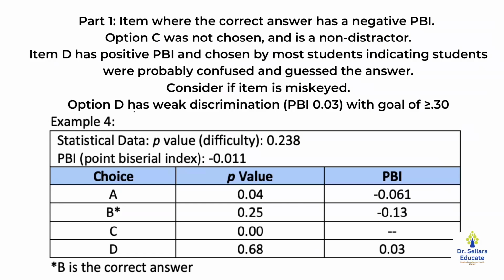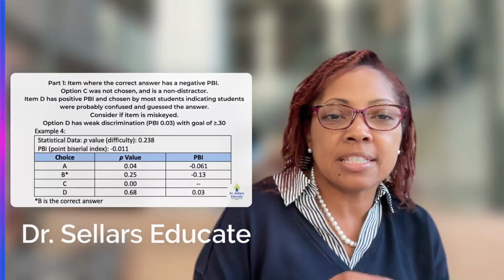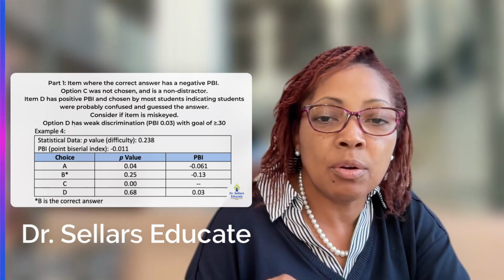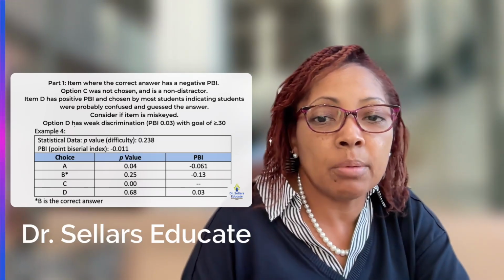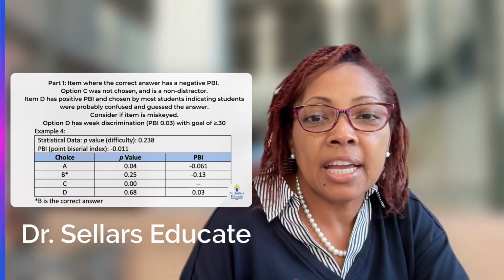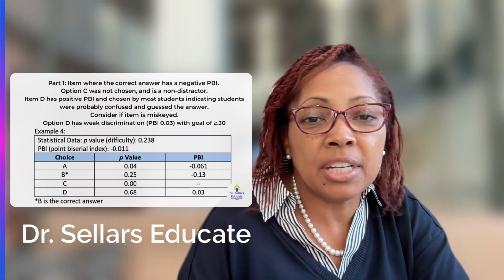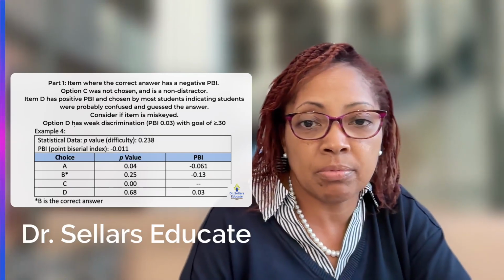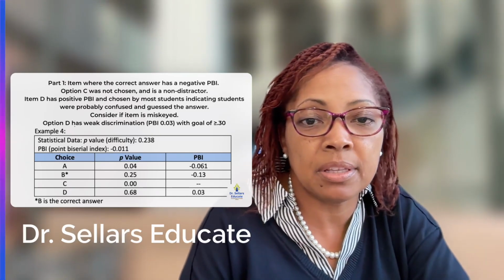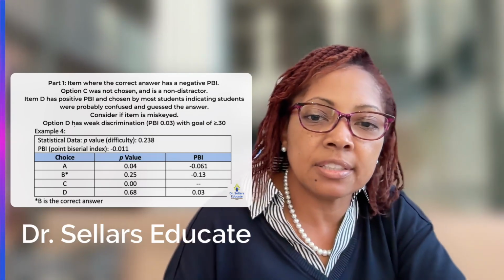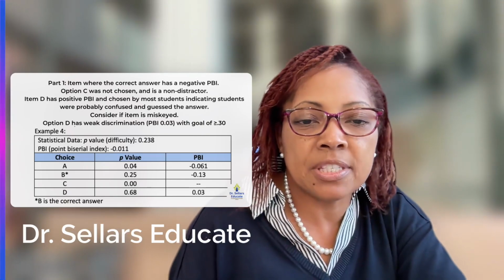And then the third step is to do an exam review. So let's have a conversation with our students. That's that qualitative element, and find out what is it that attracted them to option A, option B, and option D, because we can see that the C option, we didn't have any students who chose that option, right? We see the p-value is 0 and the PBI is not measurable. So that's going to indicate to us that no students chose C option.